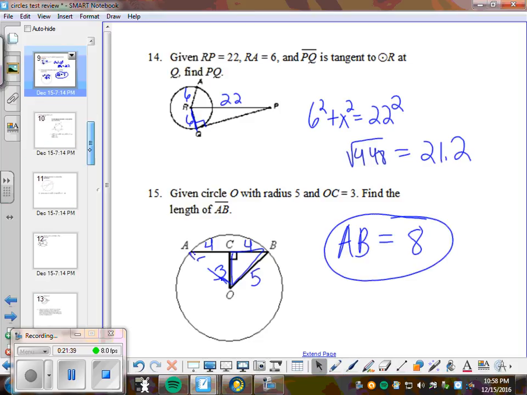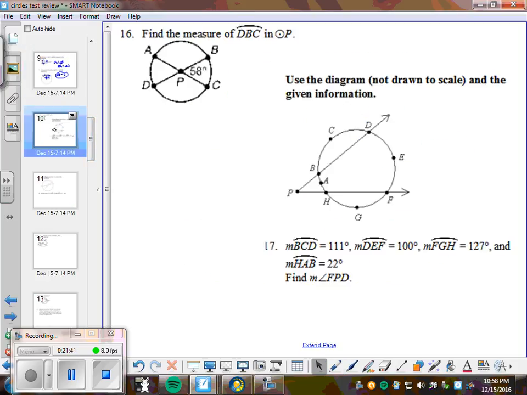Number 16. Find the measure of DBC in circle P. All right, it intersects. Oh, wait. Yes, okay, so this is the center. So find the measure of DBC. We're just finding that arc.